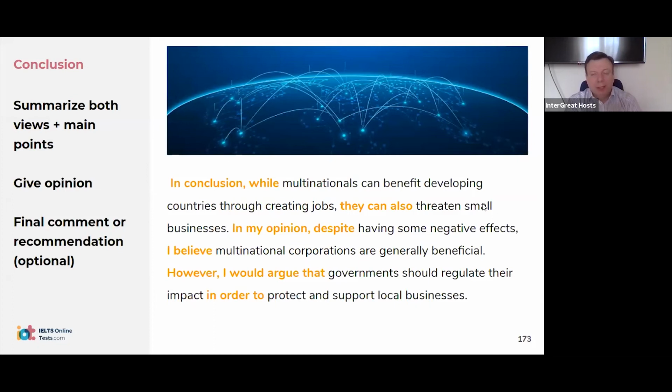And using other transitions like in addition, additionally, furthermore, moreover. As a result. Yeah, that's perfectly fine, champ. Perfectly fine.